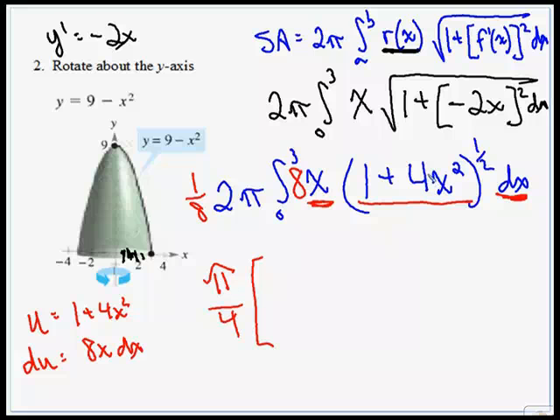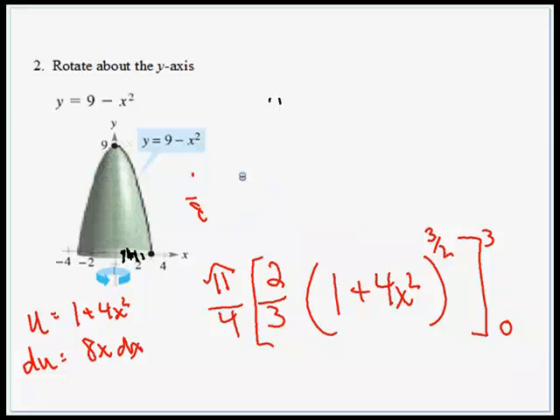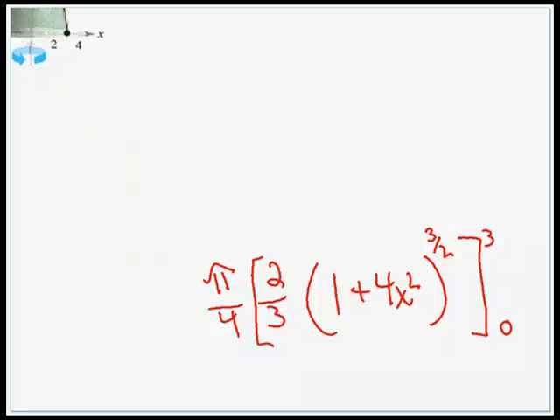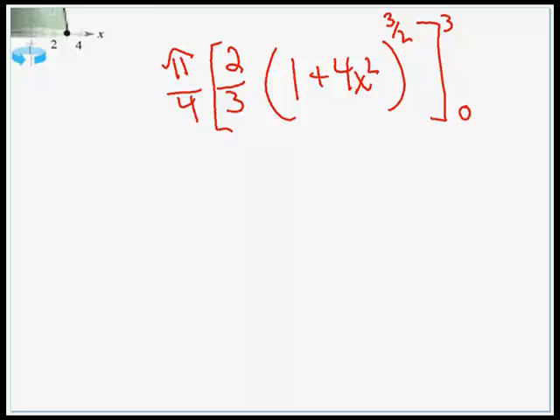And let's take the antiderivative. We're going to have our quantity, 1 plus 4x squared, to one power higher, to the 3/2 power, divided by the new power 3/2, or times the reciprocal, 2/3, evaluated from 0 to 3. All right, pi over 4 times 2/3, we'll reduce that down, and we're going to get pi over 6.